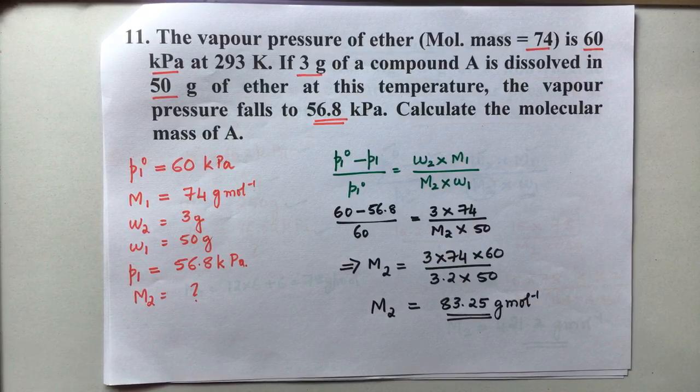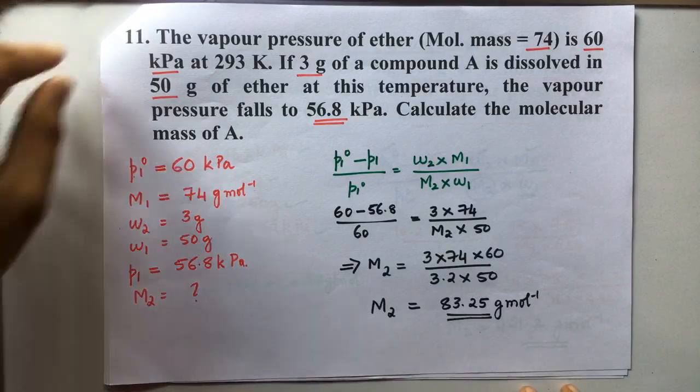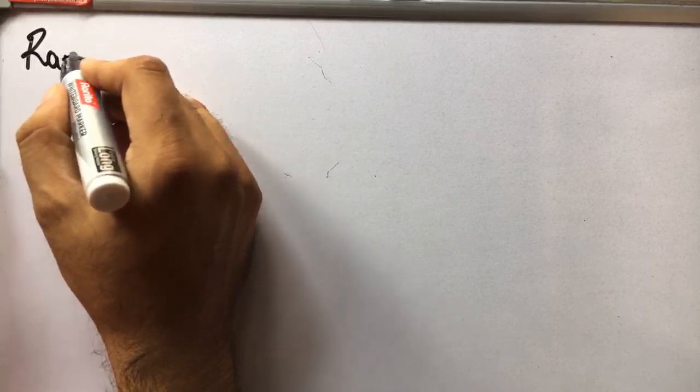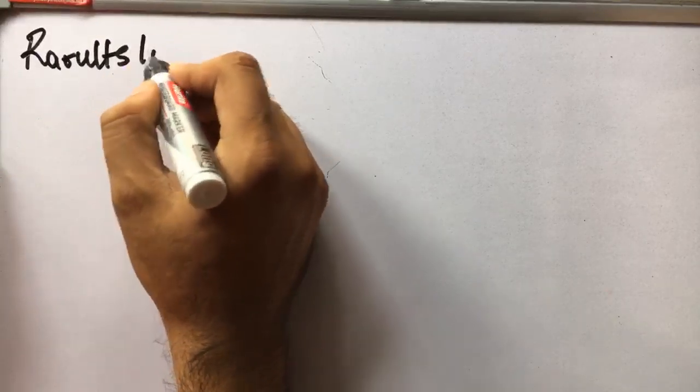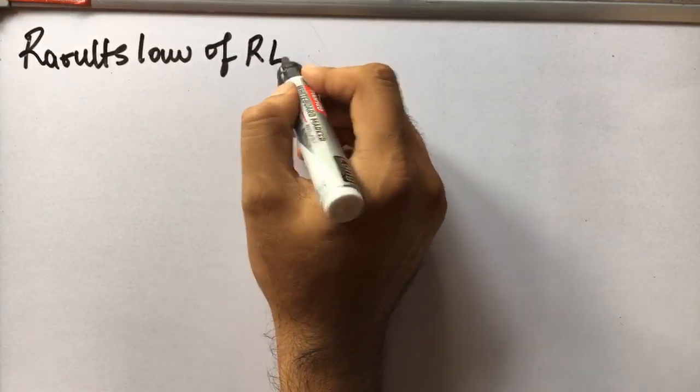Okay. Now we shall write a statement, then we shall proceed ahead later. Okay students, now there is a concept called Raoult's law of relative lowering of vapor pressure, RLVP.